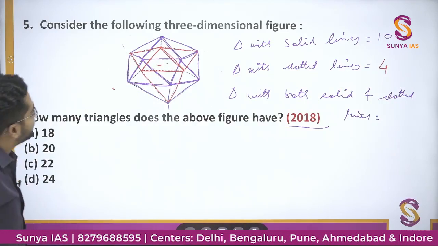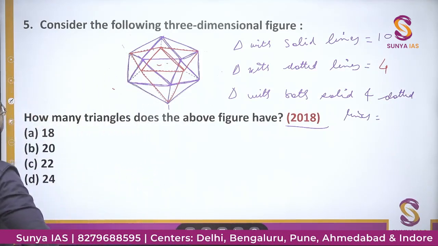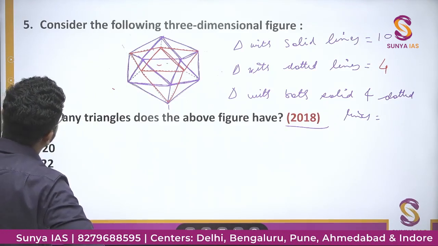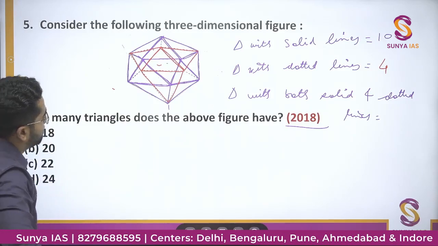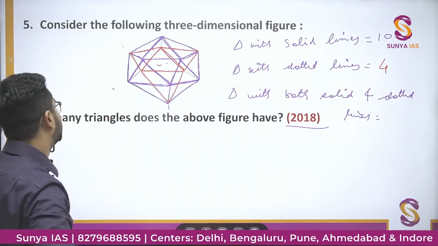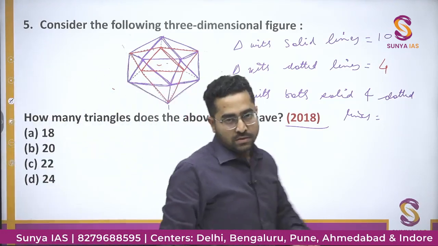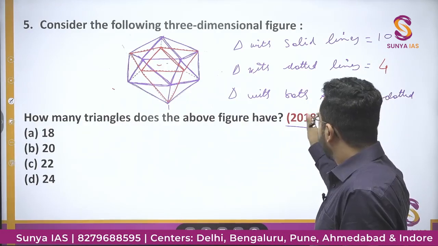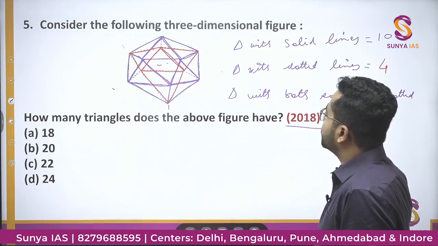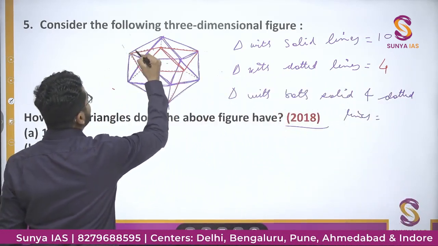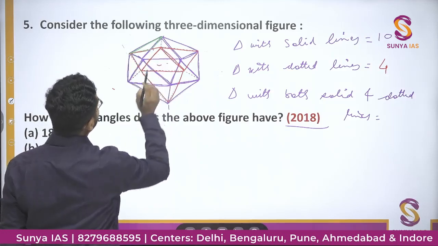Now I want to calculate the number of triangles which are made up of both solid and dotted lines. Batao, kaise hoga? Now you count, how will we get the triangles with both solid and dotted lines? Are you getting? How will we get it? So if we see, count from here. This is solid, this is dotted. One. Not this one, sorry.